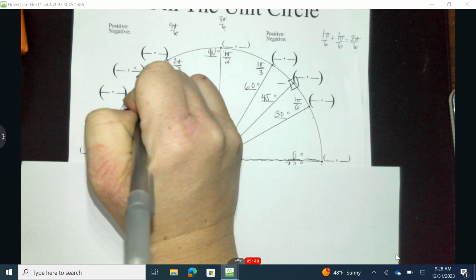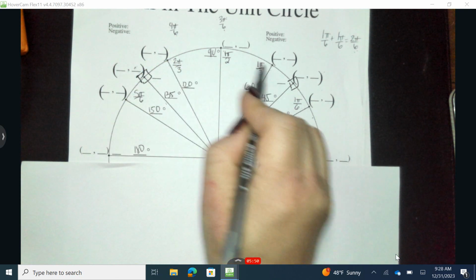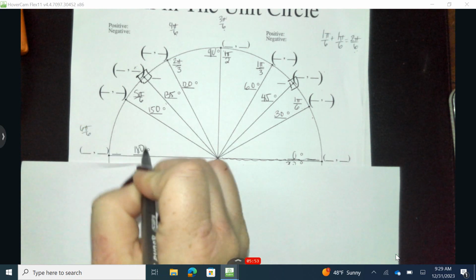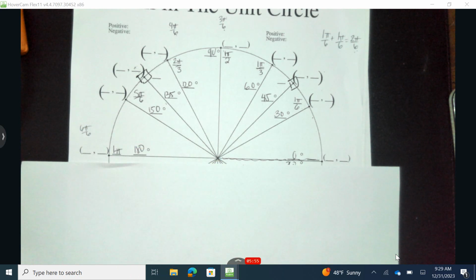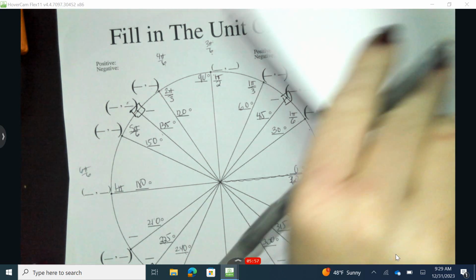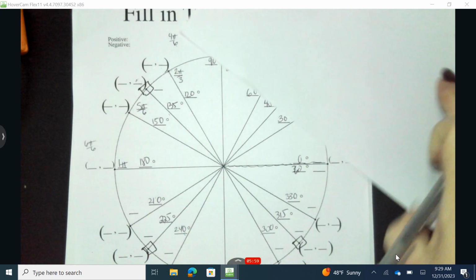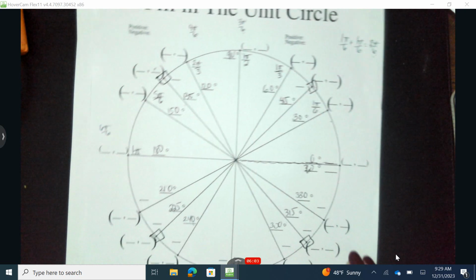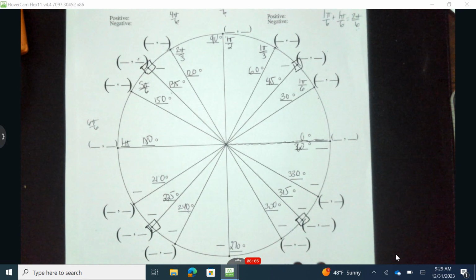5 pi over 6 cannot be reduced. 1, 2, 3, 4, 5, 6. 6 pi over 6 reduces to 1 pi. And I'm just going to continue to count here. Let me move this off to the side. So going to the bottom half here, I'm hitting all those 30-degree increments.